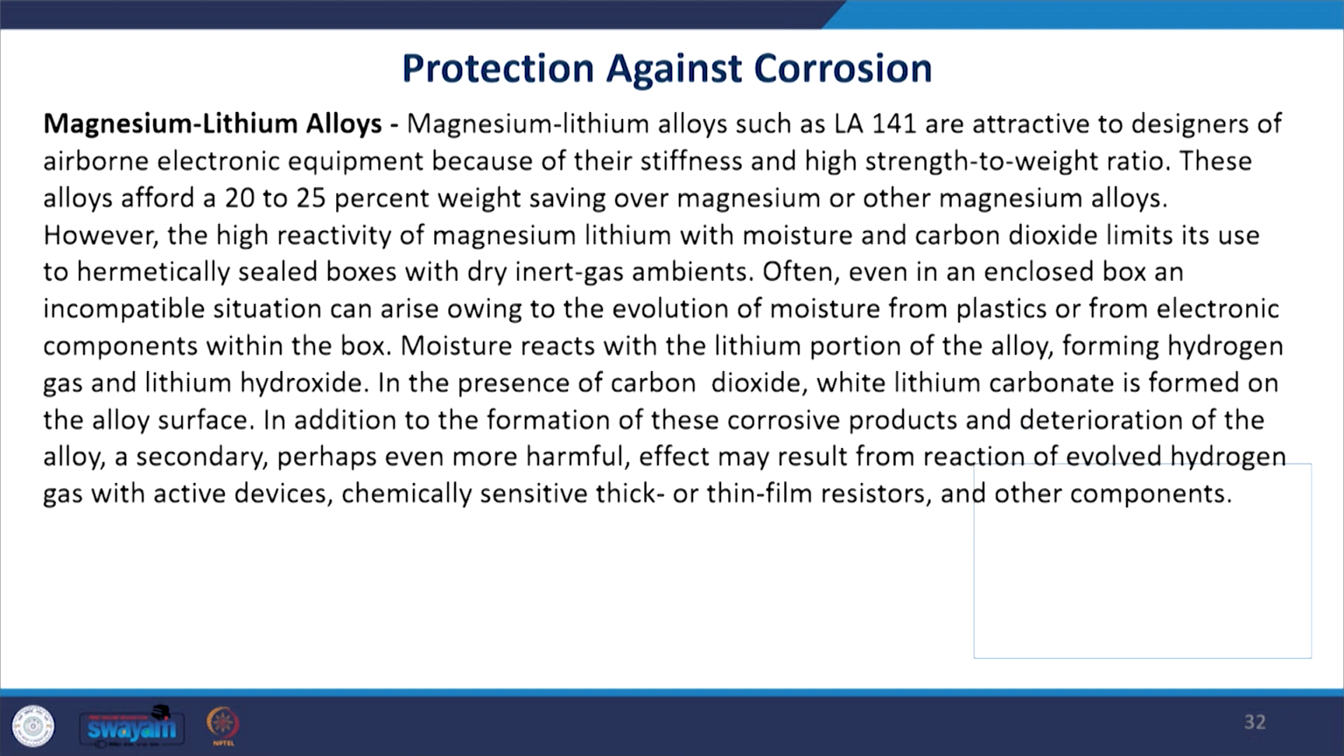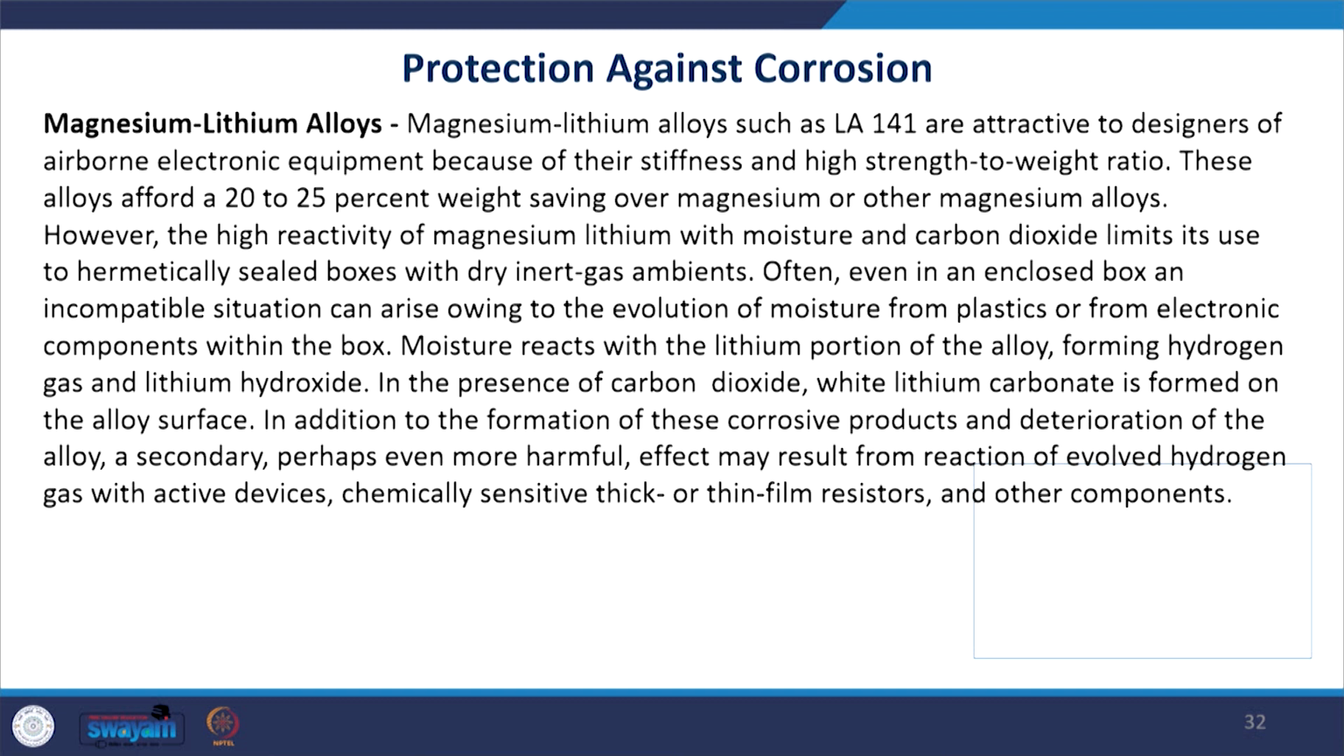Now, let us talk about magnesium-lithium alloys. Magnesium-lithium alloys, sometimes referred to as LA141, are attractive to designers of airborne electronic equipment because of their stiffness and high strength-to-weight ratio. These alloys offer 20 to 25% weight saving over magnesium and other magnesium alloys. However, the high reactivity of magnesium-lithium with moisture and carbon dioxide limits its use to hermetically sealed boxes with a dry inert gas ambient.